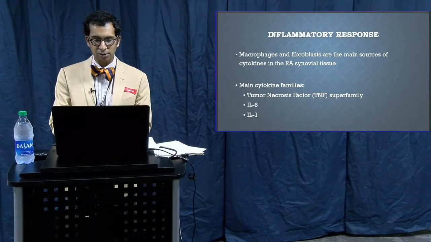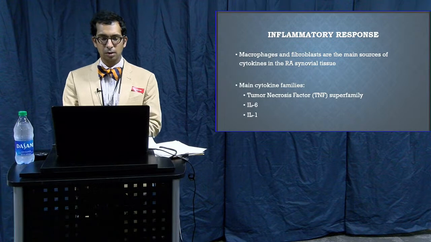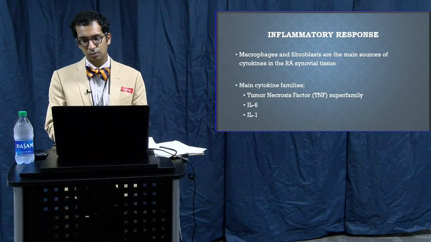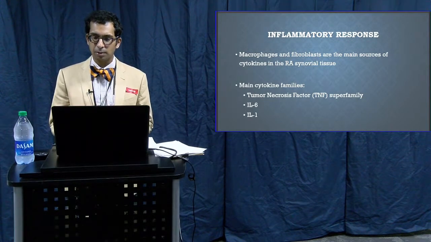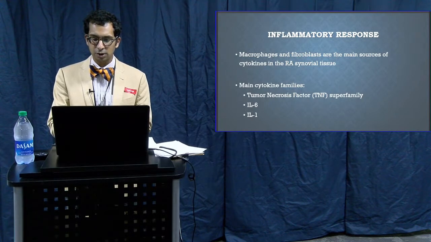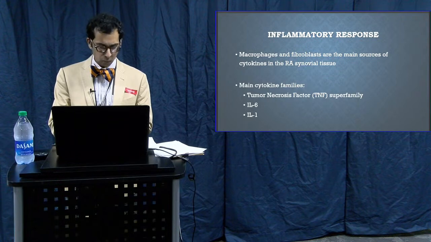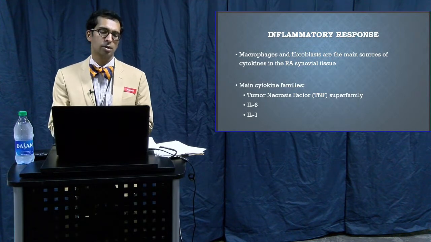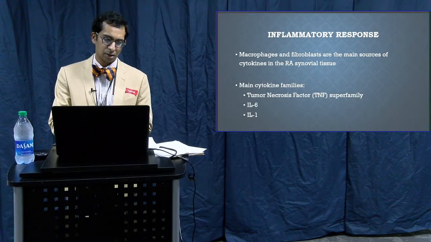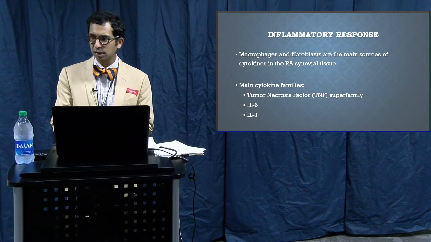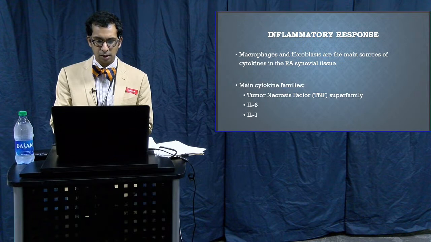In terms of the inflammatory response, macrophages and fibroblasts are the main sources of cytokines in inflamed synovial tissue. And these cytokines participate in enhancing synovial inflammation. The main ones that I wanted to list today are tumor necrosis factor, interleukin-6, and interleukin-1. Studies in RA patients have shown increased levels of these cytokines in serum.